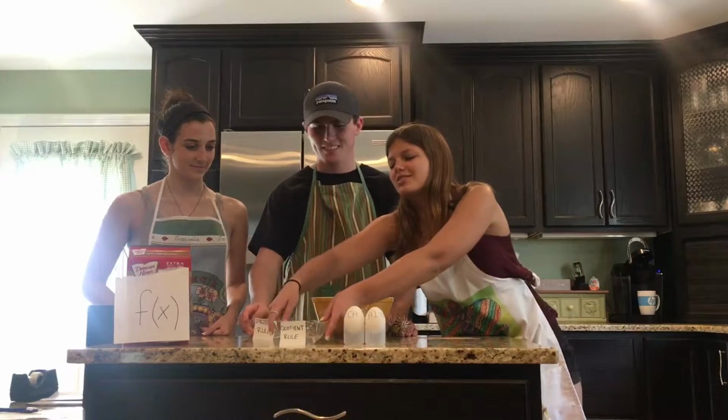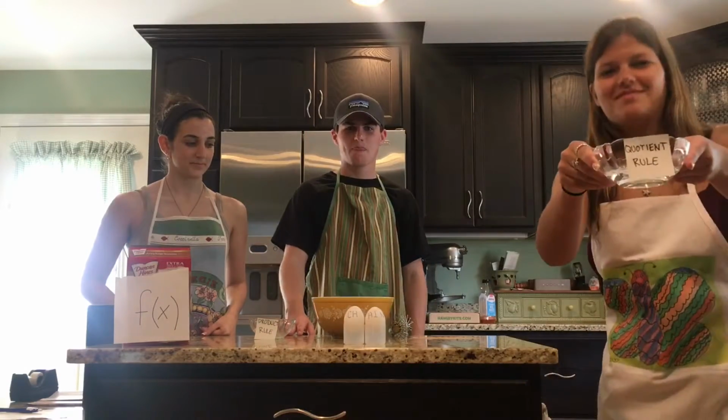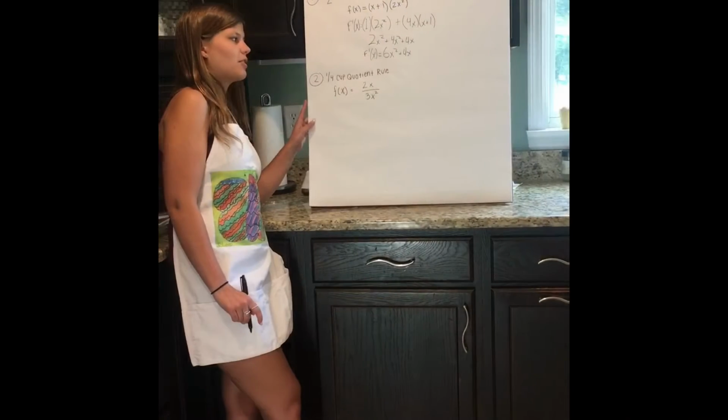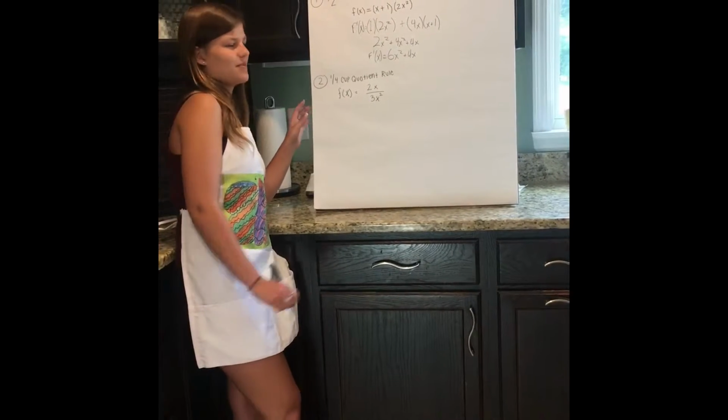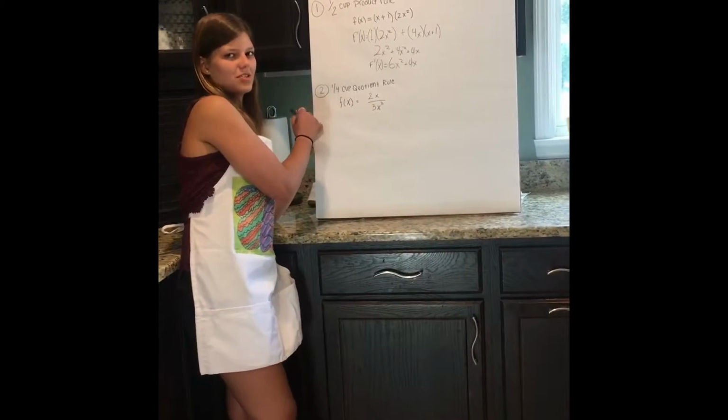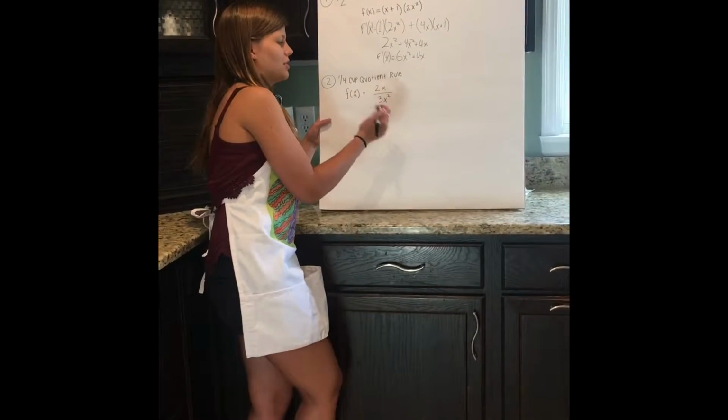Next, we have the quotient rule. In order to add the quotient rule to the function, you must follow these steps. And my teacher, Mr. Gross, told us this really cool trick. Low D high minus high D low over low low.